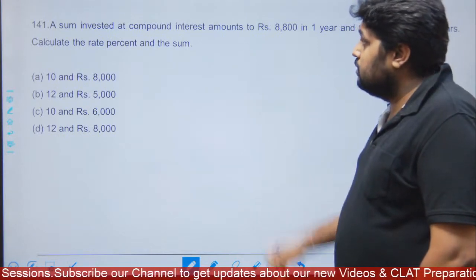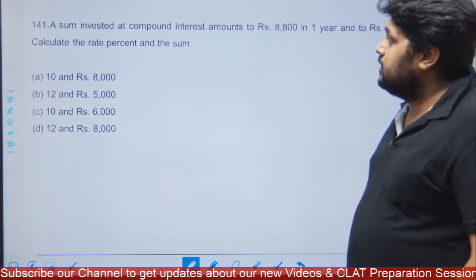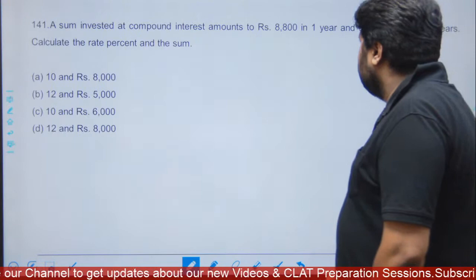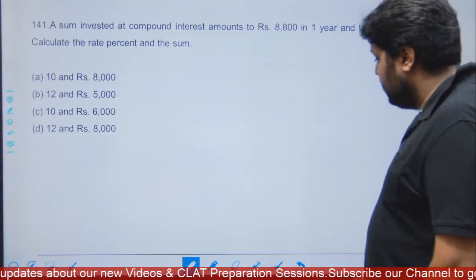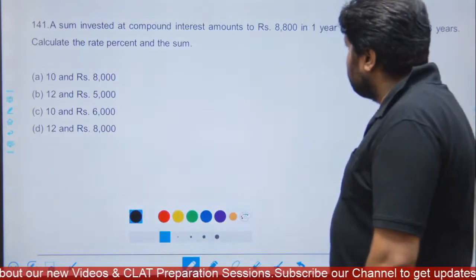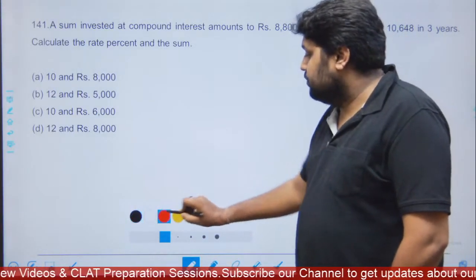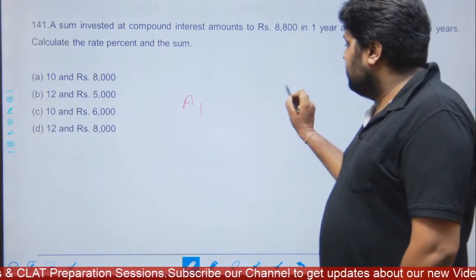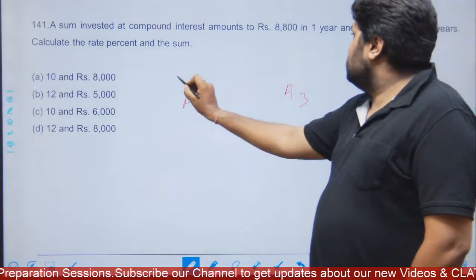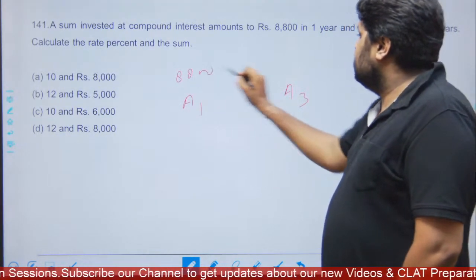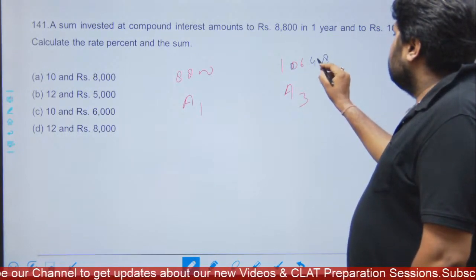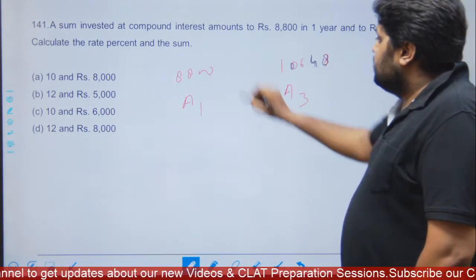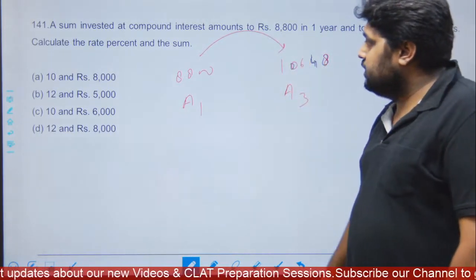This was based on CI. Sum invested at compound interest amounts to rupees 8,800 in 1 year and rupees 10,648 in 3 years. Calculate the rate percent and the sum. So amount in 1 year is 8,800 and amount in 3 years is 10,648.